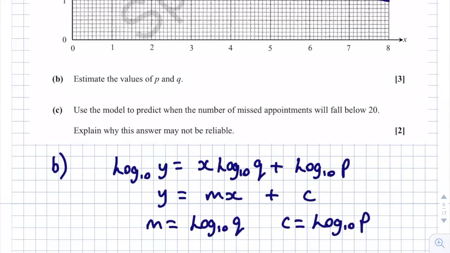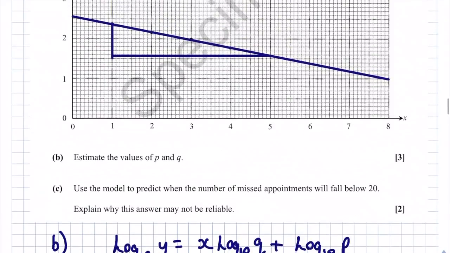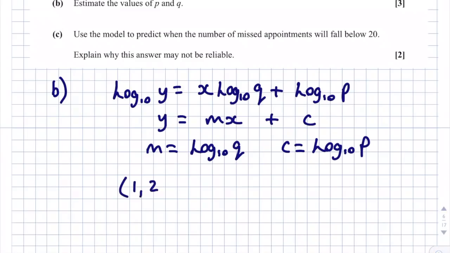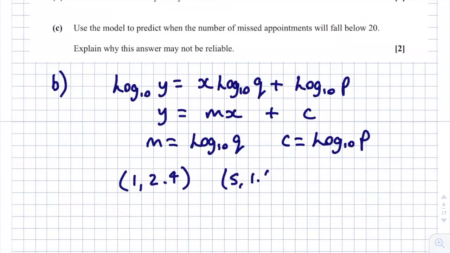So what we need to do is estimate the gradient of this line. Let's say I take the first data point and compare it against the last data point. If we look at the coordinates, the first data point has coordinates 1, 2.4, and the fifth data point has coordinates 5, 1.6.